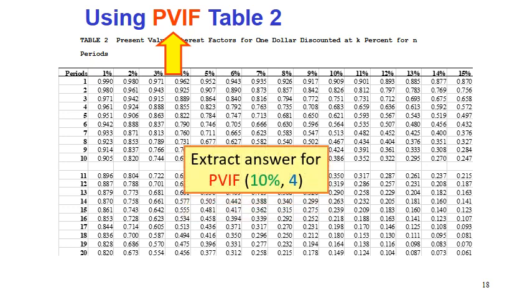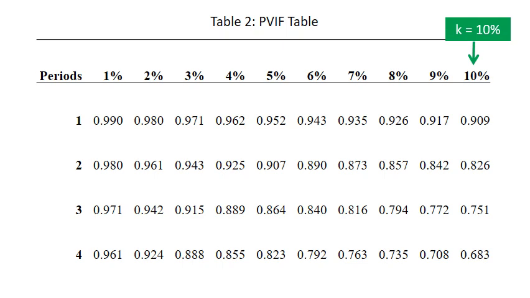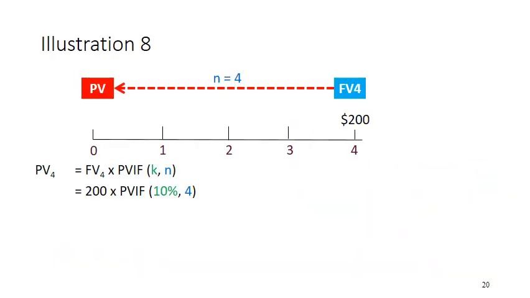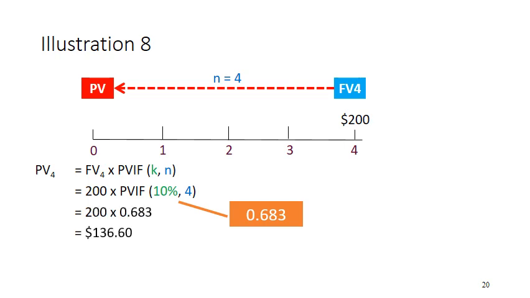Next, we extract the answer. We are given K and N. So the intersection is the answer. Substitute the table answer and find the final answer is 136.6. The final answer for PV4.